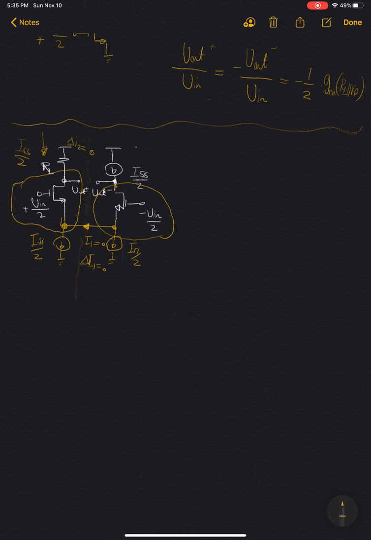So from this observation, without writing any equation, we can see that V out plus divided by V in must be 0.